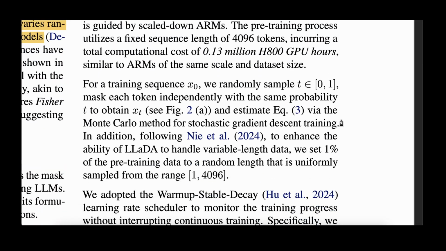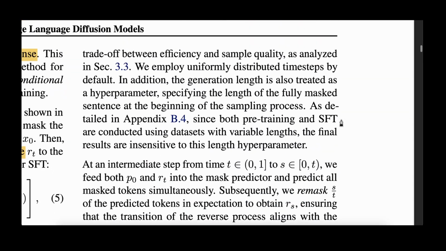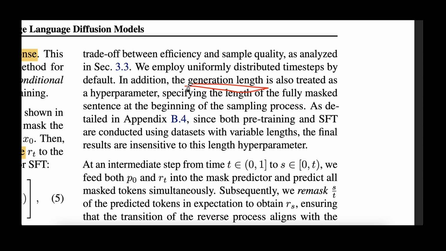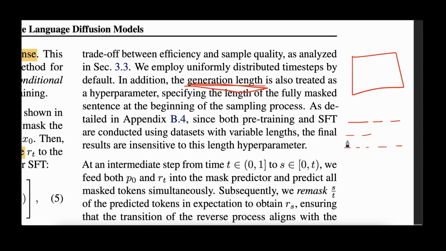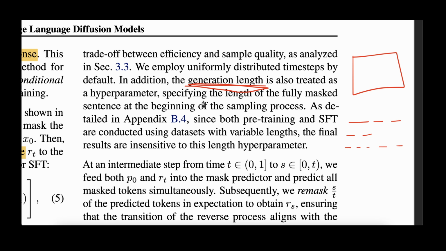And the next hyperparameter that they are using is that of the generation length itself. So if we take images, they are of fixed sizes. It may be a rectangle or it could be square. But if we take sentences, the number of words can vary. For example, we can have a very small sentence and we can have several tokens in a sentence. Because the length of the sentence varies when it comes to language, we need to tell the model that the generation length also needs to vary. And so they're specifying the length of the fully masked sentence at the beginning of the sampling process.